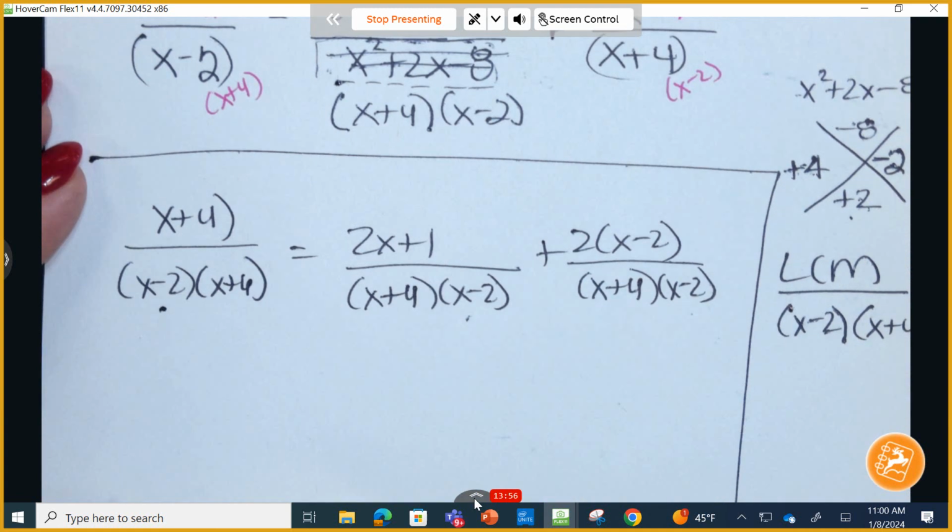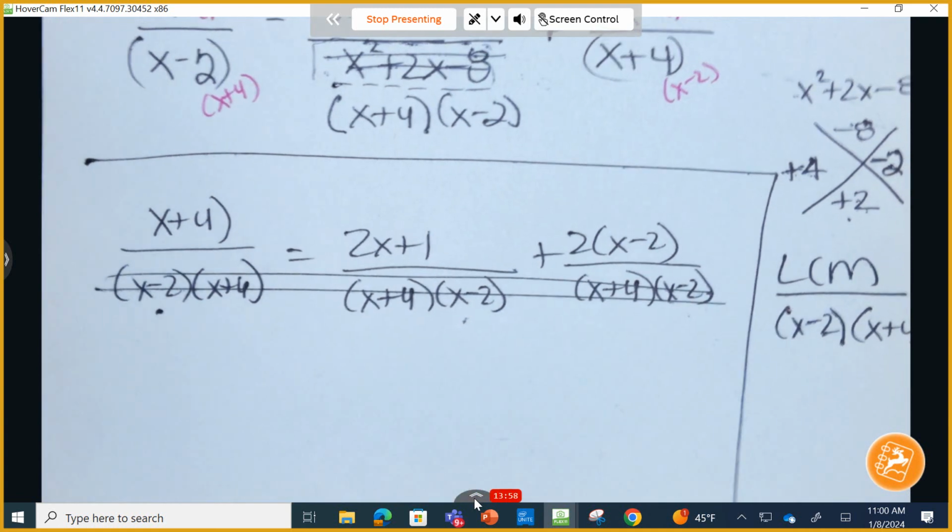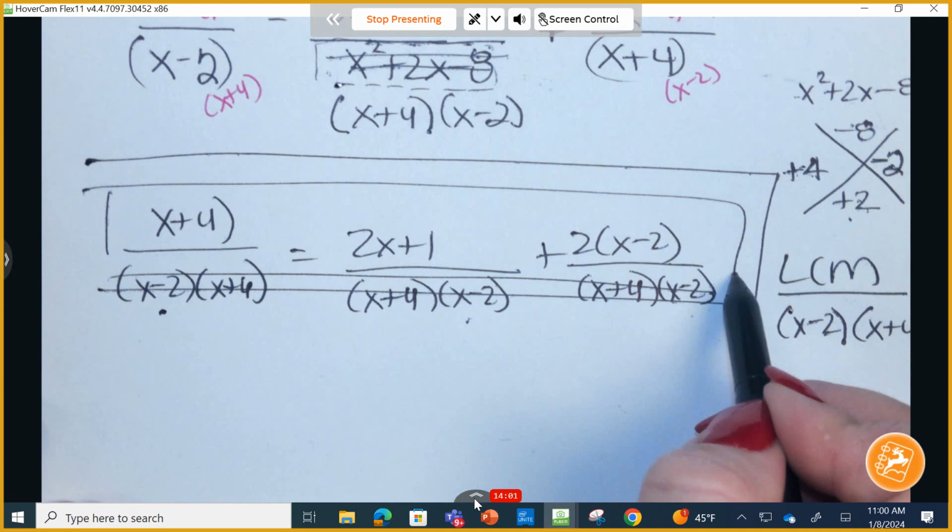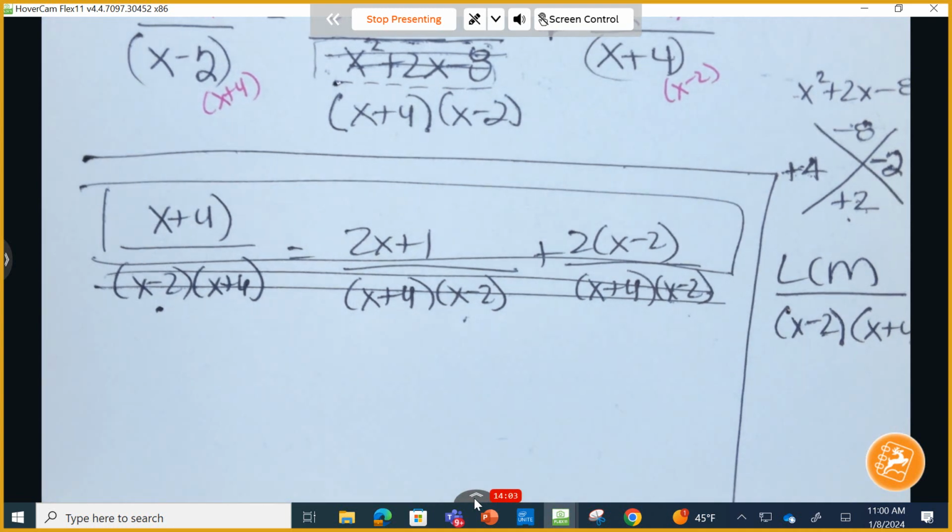Now the denominators are all the same, so I get to cross them out. I'm going to give you 90 seconds. I want you to solve the numerator. Ready, get set, and begin. Solve the numerator.